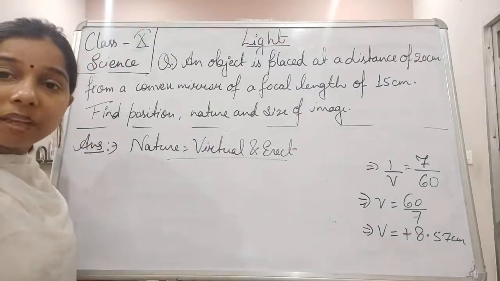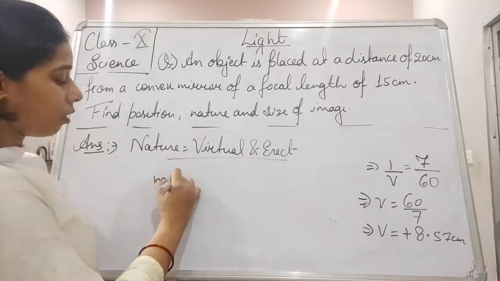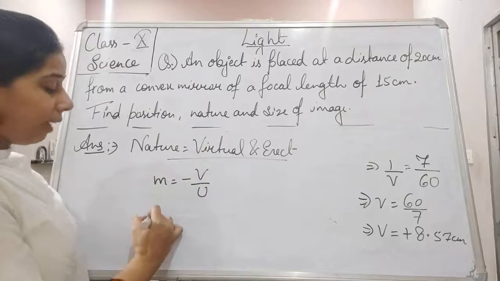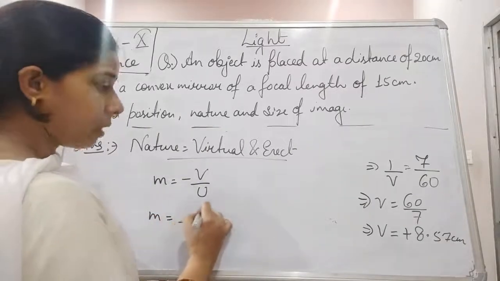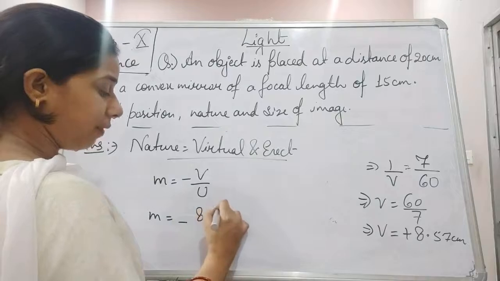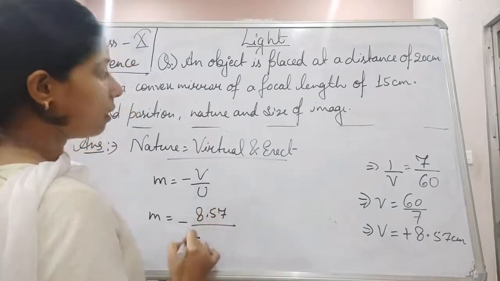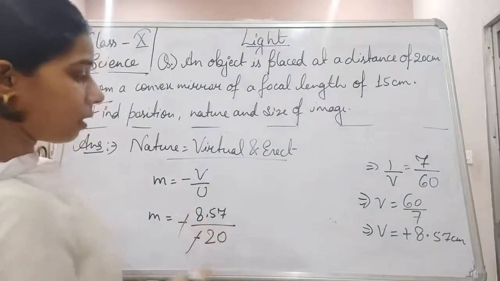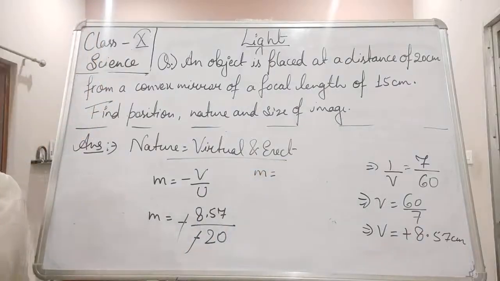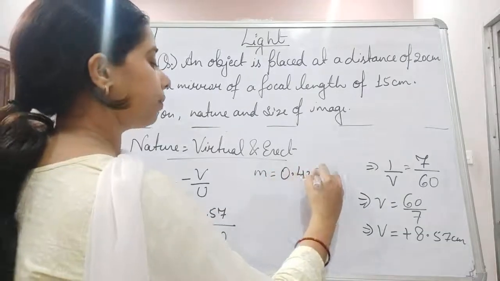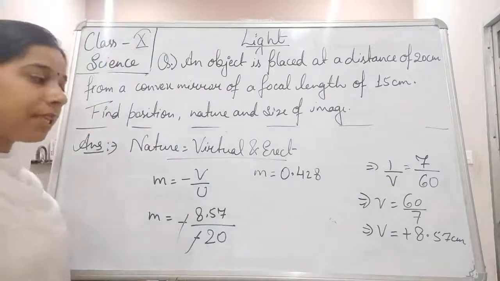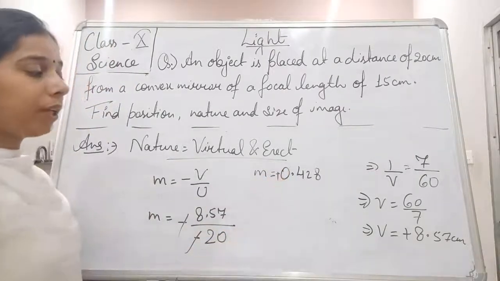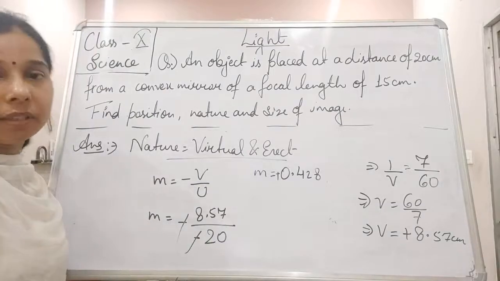And the size of the image that we will get, so magnification is equals to minus v upon u. The value of v is 8.57 divided by minus u, which is 20 centimeters, so minus 20. This minus will cancel each other, and when we divide, we will get the value that is equals to 0.4285. So this is plus 0.428, which is actually the size of the image.